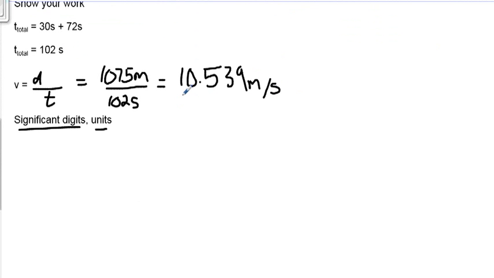So our answer has to be to 2 digits, which means I'm going to keep that 10. I look beside it, and because it's a 5, I'm going to round up to 11. Our final answer has to also have units, so it is 11 meters per second.